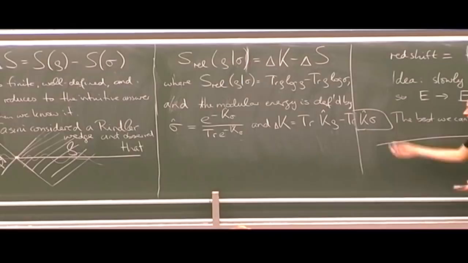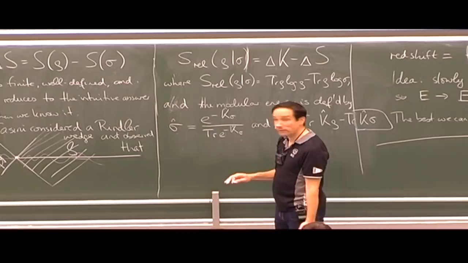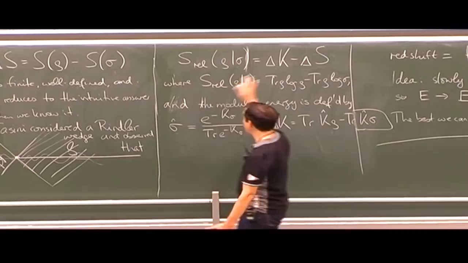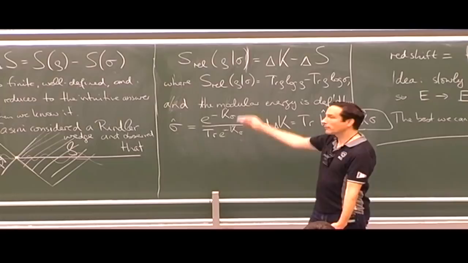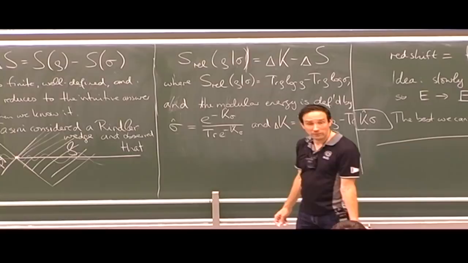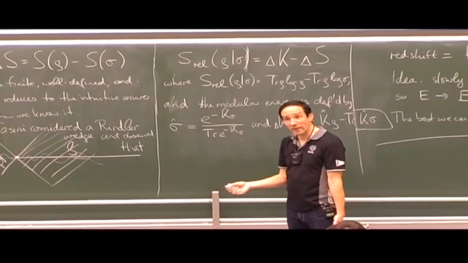Yeah? How should I think about k sigma? That's a very good question. The reason that I haven't yet used the fact that we're in Rindler space is that all of these definitions are completely general. I could just say, well, k sigma is kind of the log of the density operator. But that is not a very physical statement. We'll see what k sigma becomes in this specific example. But I should emphasize that in a general setting, k sigma is a highly non-local operator.